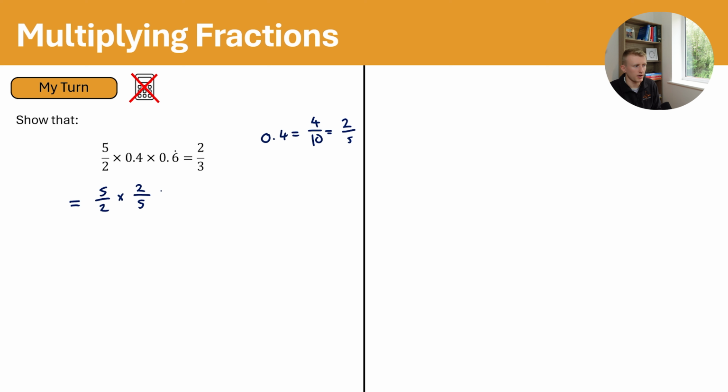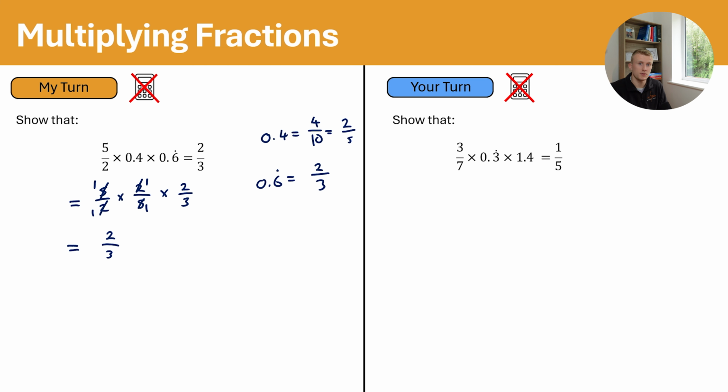And then I'm going to multiply by 0.6 recurring, and I just need to know this, that 0.6 recurring is 2/3, like that. Now what I can do is some cross simplifying, so I'll divide through by a factor of 5 here, and divide through by a factor of 2 on the numerator here, and on the denominator here. What that leaves me with is 1 multiplied by 1 multiplied by 2/3, which is just going to be 2/3. So I've shown that question. Pause the video, give this one a go, and then we'll have a look at it.